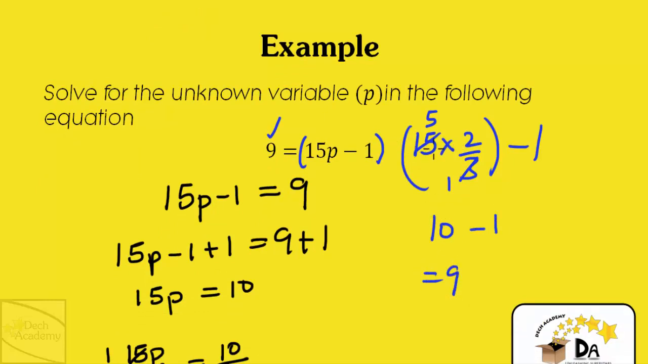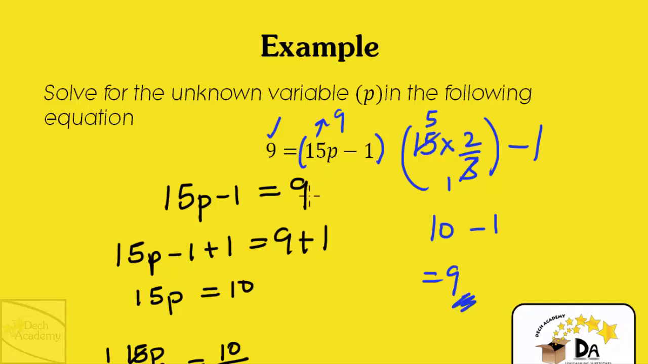Or another way to do it is to say 15 times 2, which is 30, divided by 3 is 10, minus 1, 9. As you can see, when p is 2 over 3, the right hand side is also 9, which is the same as the left hand side. So the equation is satisfied when p is 2 over 3, and that's the solution to the equation.